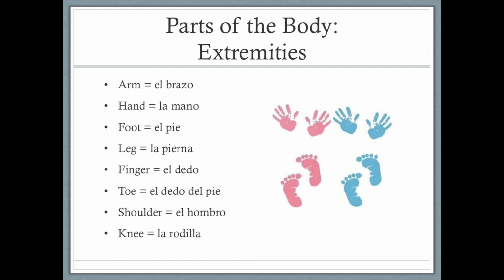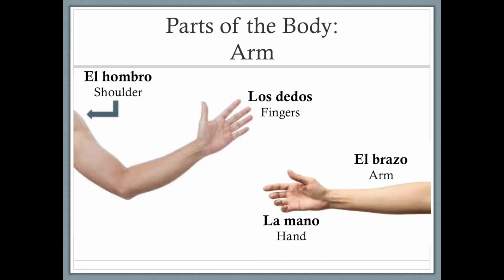Next, we'll talk about the extremities, and we'll go into these in a little bit more detail. El hombro is the shoulder. El brazo is the arm. La mano is the hand. And if you'll notice, even though mano ends in an O, and you would think it's a masculine word, it's actually feminine. So it is la mano. And the way to say fingers is los dedos.